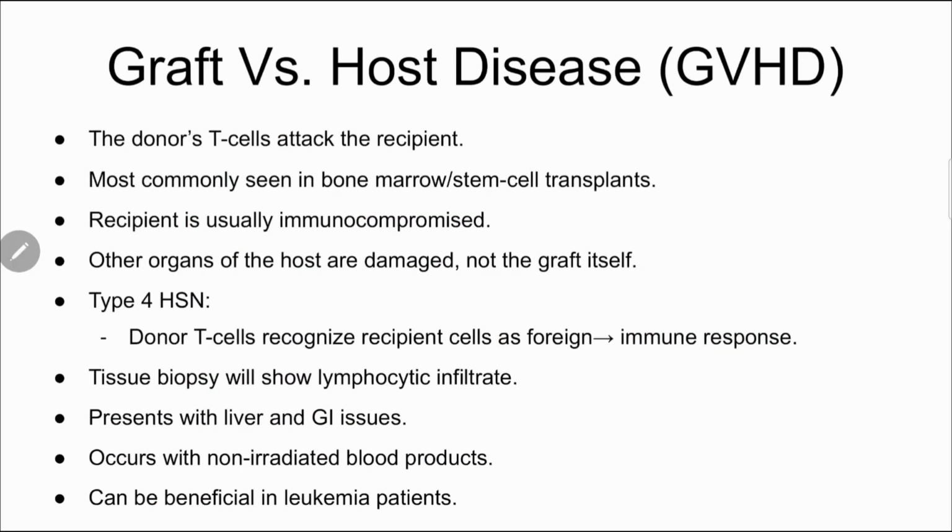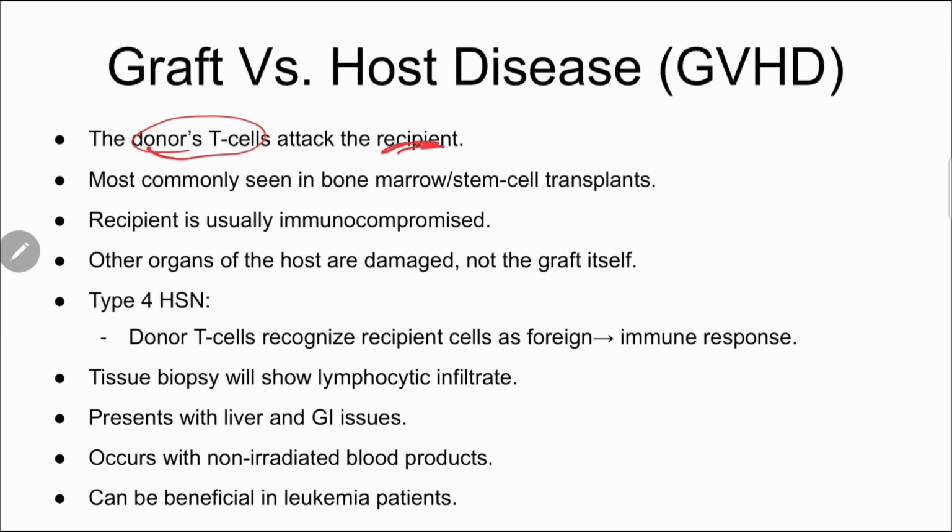All right, finally, this is graft versus host disease. So the main concept is the same. The donor's T cells attack the recipient this time. So the things that we have discussed in hyperacute, acute, and chronic is that the recipient attacks the graft. But over here, the donor cells, the graft, start attacking the recipient. So it's the opposite, right?